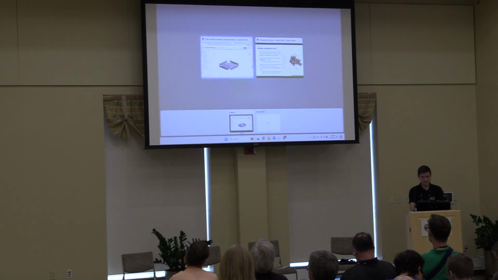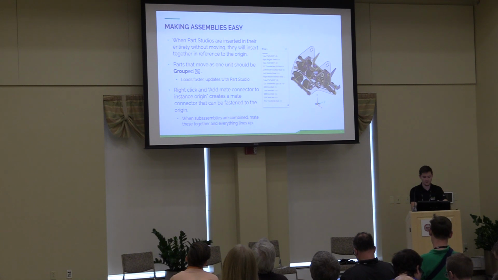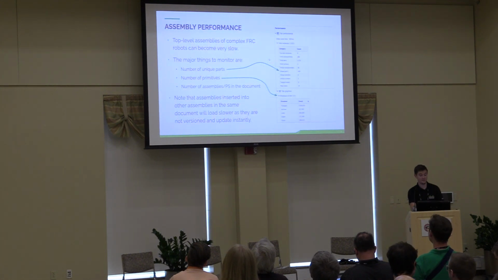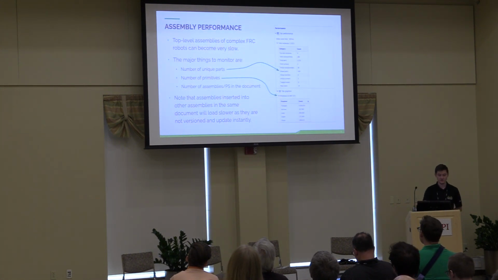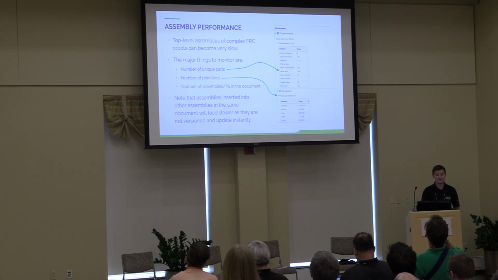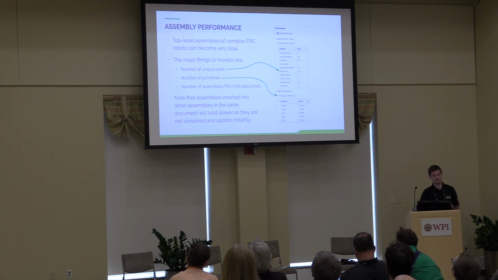All right. Let's wrap this up and then hopefully have some time for other Q&A. Assembly performance. Let's get through this really quickly. So top level assemblies of robots can become very slow. I assume everybody's probably dealt with it at some point. It does happen. So what are you really fighting? You're fighting the number of unique parts and the number of primitives.